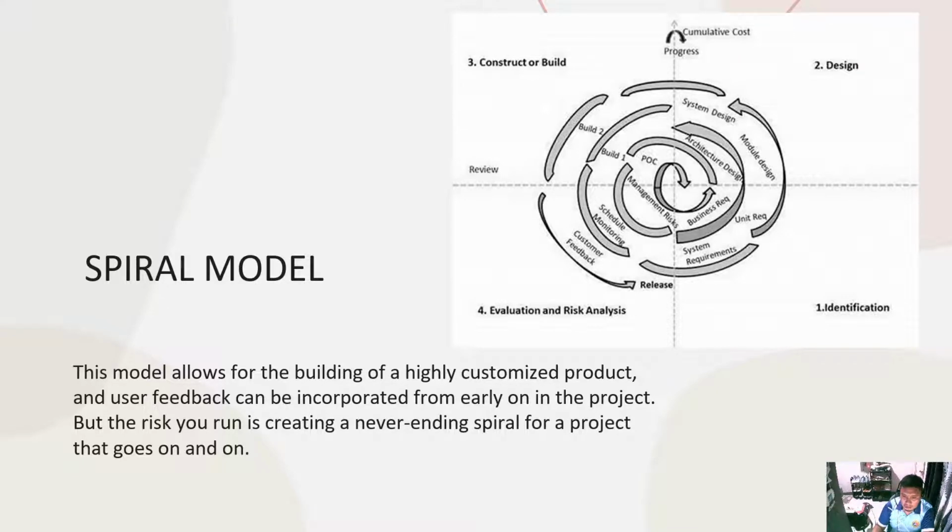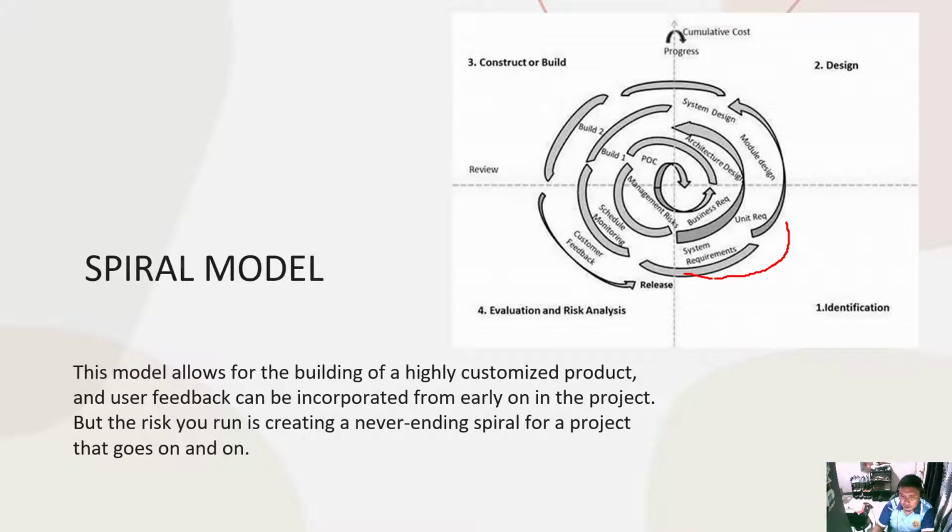Like for example, the first thing that we have is the system requirements and unit requirements. You have to identify the system requirements and unit requirements. Then you are going to design here. This is the first step that you are going to take here. So this is the first one, identify the system requirements and unit requirements.